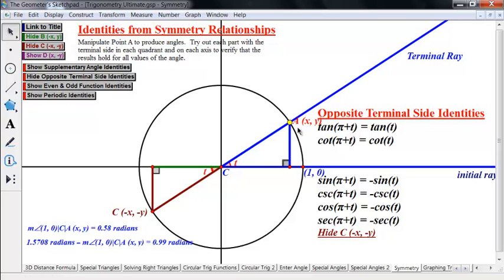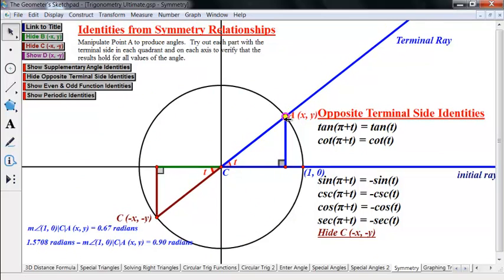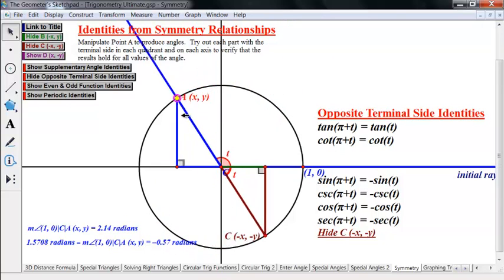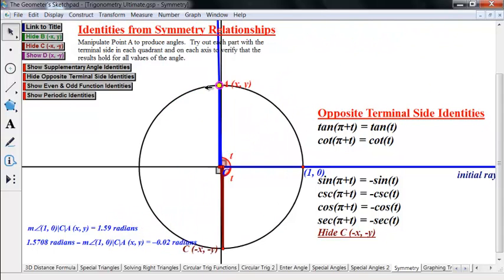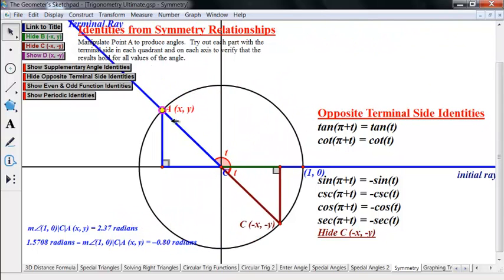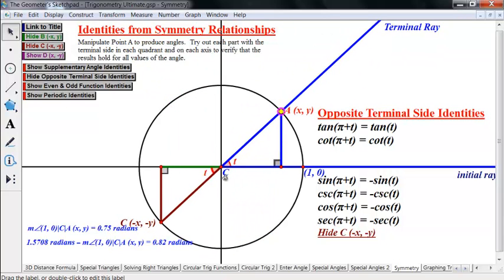So if we have any angle t here, then the tangent of pi plus t is the same as the tangent of t, and the cotangent of pi plus t is the same as the cotangent of t. And this is going to be true no matter which quadrant you're in, because whether you have y over x or minus y over minus x, it reduces to the same thing. In quadrants 1 and 3, we have positive tangent and cotangent, and in quadrants 2 and 4, we have both negative tangent and cotangent. But the other ones change sign.